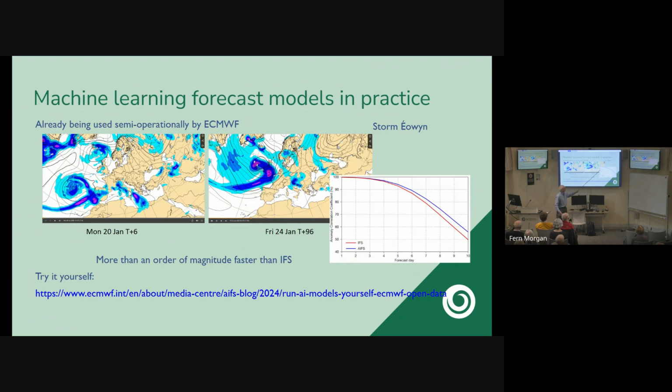physics-based model. And the European Centre for Medium-Range Weather Forecasts produced some statistics on the accuracy of their machine learning model and their traditional model. And actually, the AIFS, the artificial intelligence one, slightly beats the physics-based one.